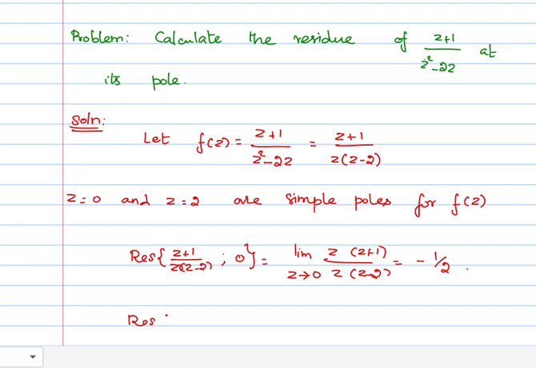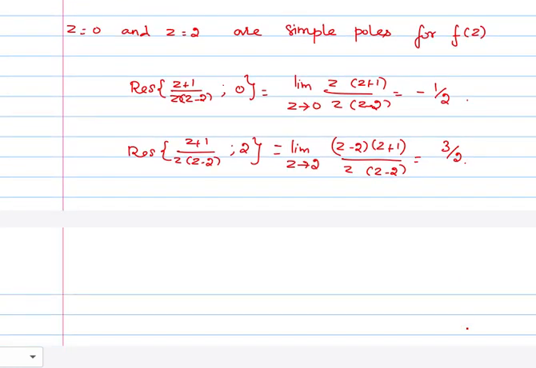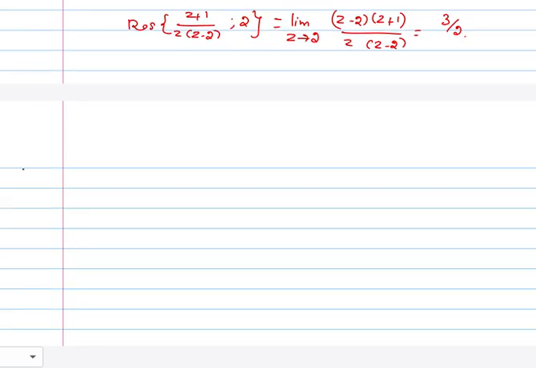Similarly, residue of z plus 1 divided by z times z minus 2 at 2: simply apply limit z tends to 2 of z minus 2 times z plus 1 divided by z times z minus 2. So this is nothing but 3 divided by 2. These are the residues of the given function, and these are simple poles. Next problem is problem number 2, an example of problem number 2 we take.